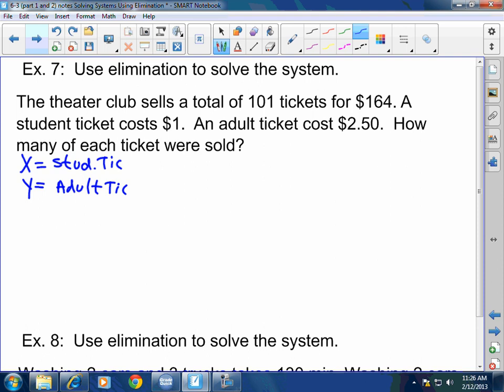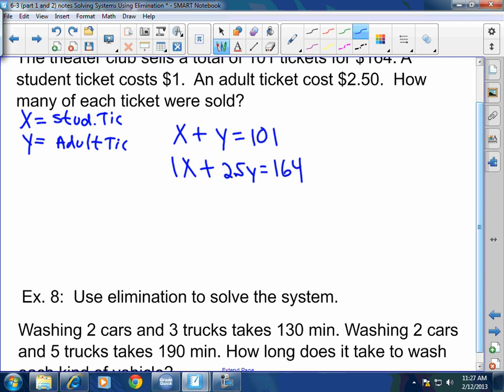First, your totals equation. X plus Y, student tickets plus adult tickets equal 101 tickets in total. And then? Now my values equation. $1 for every X student ticket plus $2.50 for every Y adult ticket equals $164. Fantastic, son. Okay, how do I solve this, my brother? You got this.